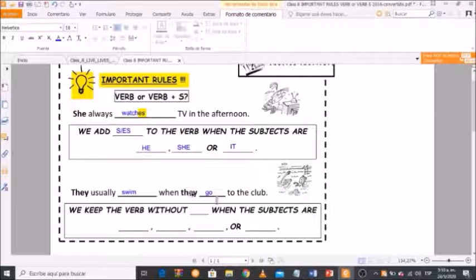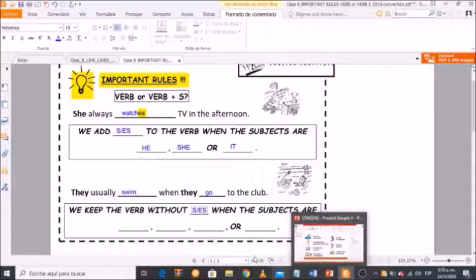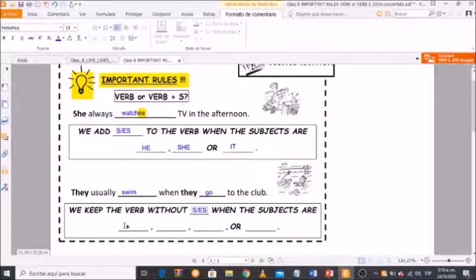Porque nuestro sujeto, si se fija, no es ni he, ni she, ni it. Entonces, ¿qué podemos decir? We keep the verb without... Es decir, mantenemos el verbo sin y sin qué. Okay, very good. Without S, y también pueden agregar ES, when the subjects are, sorry, when the subjects are, entonces, ¿en qué caso no agregamos la S? ¿Con qué sujetos?